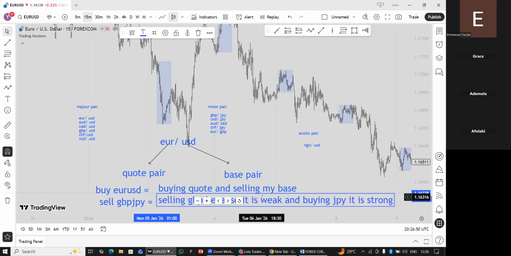If they say, I just analyzed the market and I won't buy gold, or I will sell AUD/CHF, that means the dollar is falling, that means the dollar is weak. If I say I just checked my analysis and I'm selling gold, that means the dollar is strong. Anytime you see that they are selling a base pair, that means the quote is weak, which is the GBP, and the base is strong, which is the JPY.